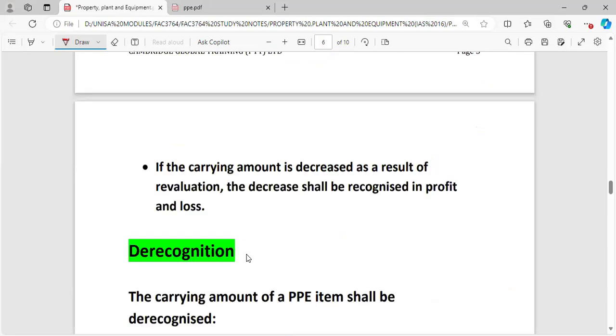Then they say if the carrying amount is decreased as a result of revaluation, which means if the carrying amount is decreased, then it means you take it to the profit and loss as an expense. Now it's no more income, it's now going to be an expense.